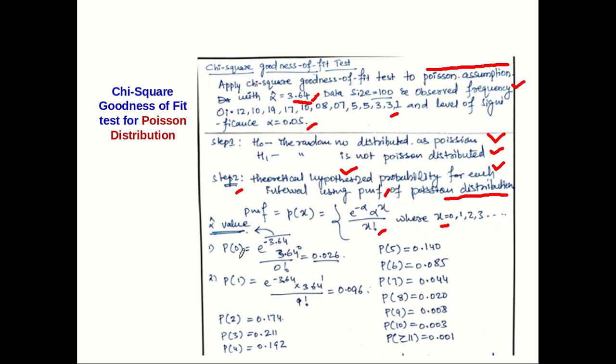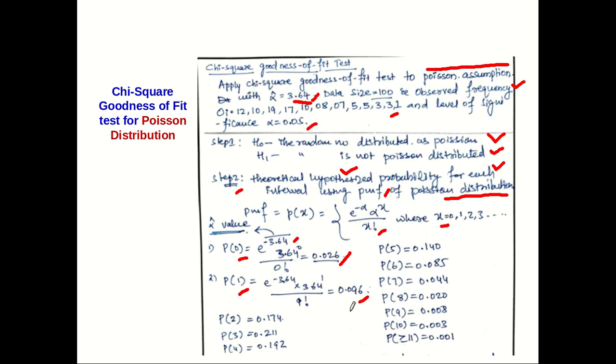The first theoretical hypothesized probability is P of 0 equal to e raised to minus 3.64, where 3.64 is the value of alpha cap given along with the problem statement, into 3.64 raised to 0 divided by 0 factorial. We get the first class interval theoretical hypothesized probability as 0.026. Then we find the second one, that is e raised to minus 3.64 into 3.64 raised to 1 divided by 1 factorial.